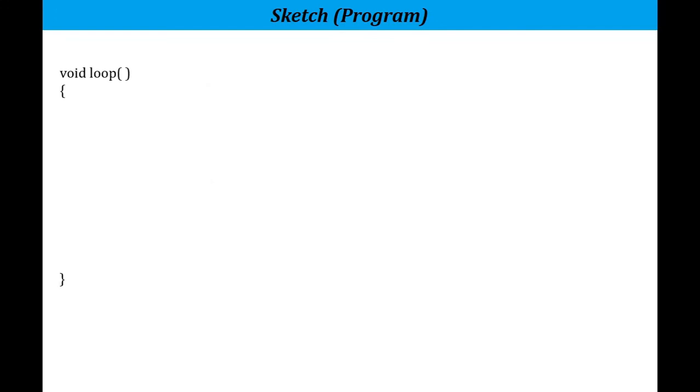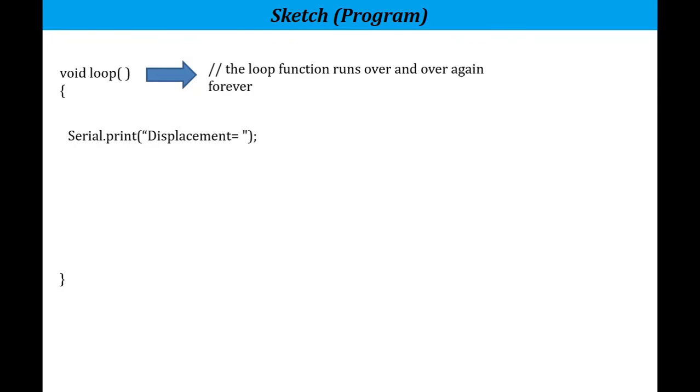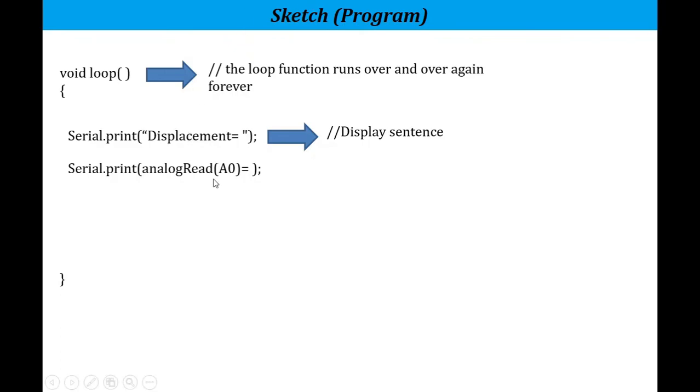Next will be the void loop function. This loop function runs over and over again, and 90% of the code is in this particular loop function. So Serial.print displacement equal to. It will print the sentence or words in double quotes, that is displacement equal to. And after that Serial.print, and here we have written analogRead A0.